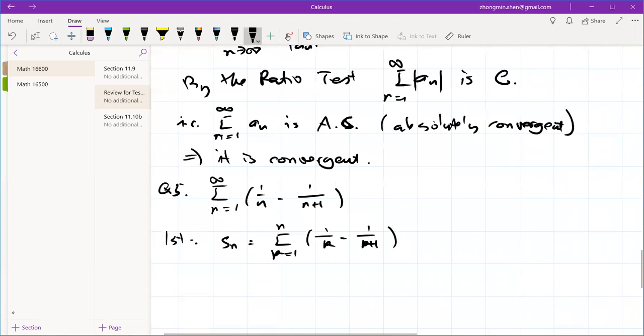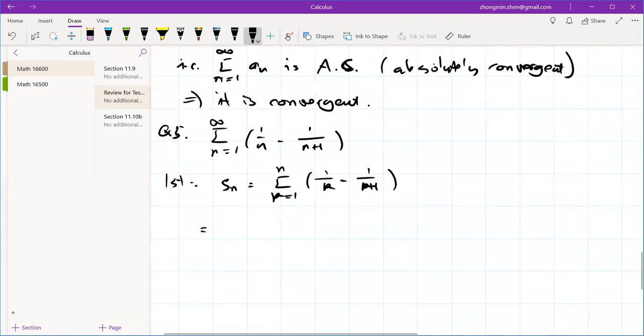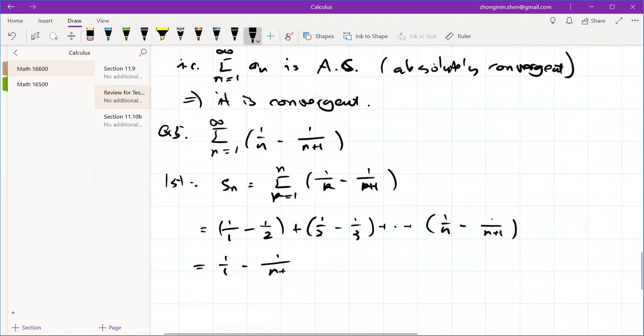When you write down the details, the first term is 1 over 1 minus 1 over 2, the second term is 1 over 2 minus 1 over 3, and the last term is 1 over n minus 1 over n plus 1. When you remove the parentheses, all the terms in the middle cancel out, because negative 1/2, positive 1/2, negative 1/3, positive 1/3. So it's going to be 1 over 1 minus 1 over n plus 1. Now, clearly, this approaches 1 as n approaches infinity.